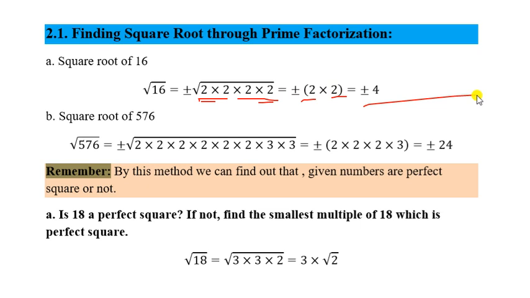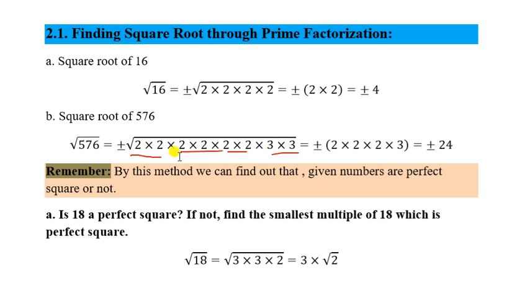One more example: 576. Again we have to factorize this one. So we factorize, and here we get 2 into 2 into 2 into 2 into 2 into 2 into 3 into 3. Now we make pairs, because without pair form we cannot take out from the square root. See here, 2 into 2, one pair, we get one 2, and here one more pair, and here also one more pair, and here also one more pair. So for each pair we get the numbers.